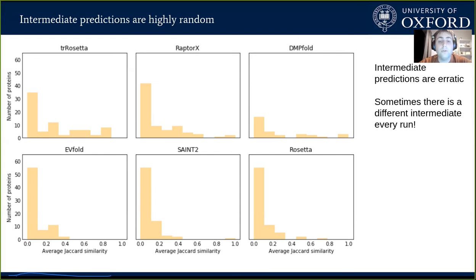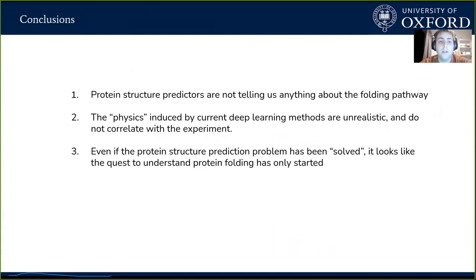So I'm just going to briefly talk about the conclusions of my work, and I'm going to try to finish a little bit early so we have time for some questions. My first conclusion is that protein structure predictors, at least the ones that I had access to, I can't say about AlphaFold yet, are not telling us anything about the folding pathway. They are not producing the right information. They are not telling me the right mechanism. They are not producing the right folding constants, and they are definitely not producing the right intermediates.